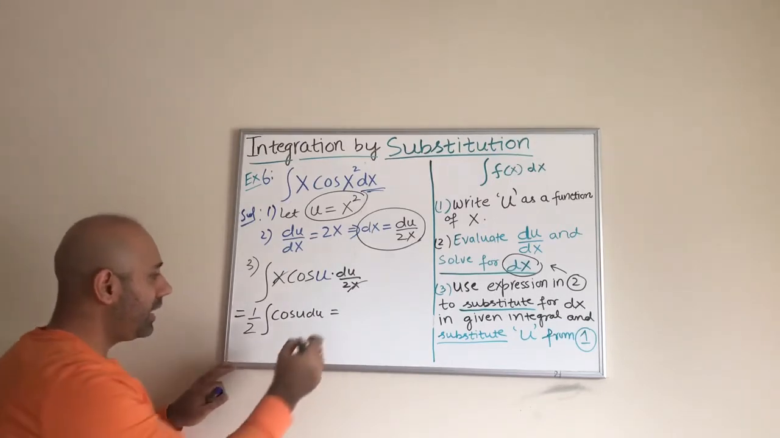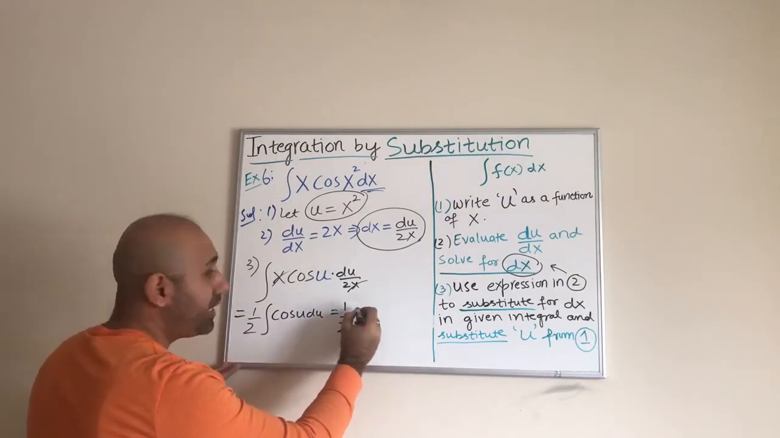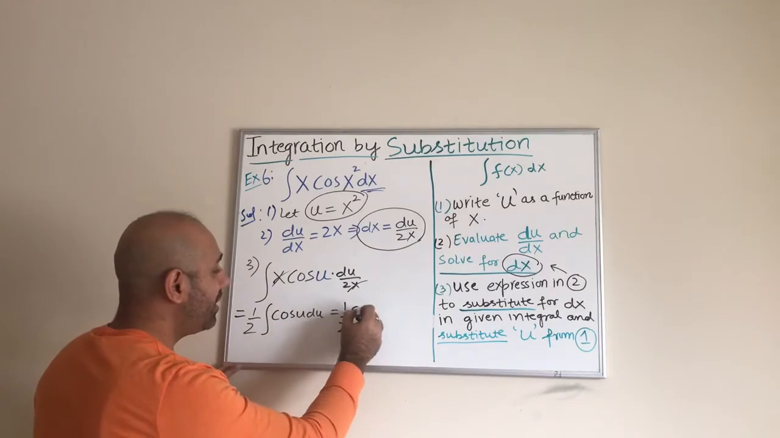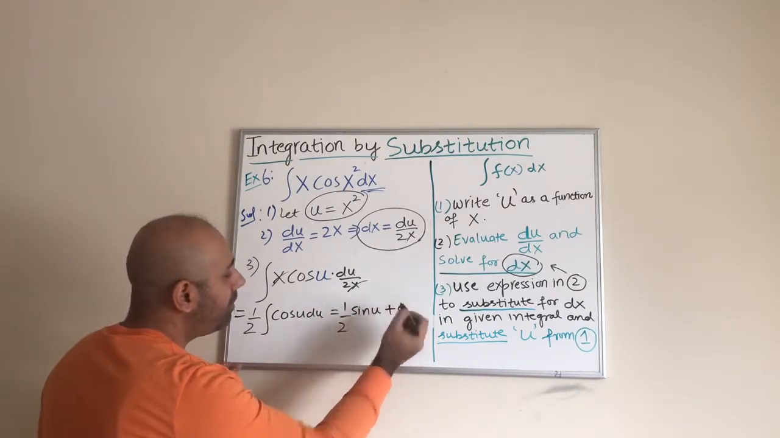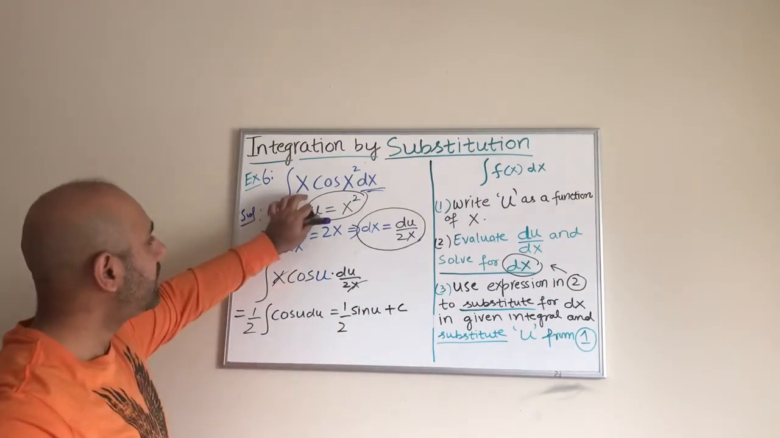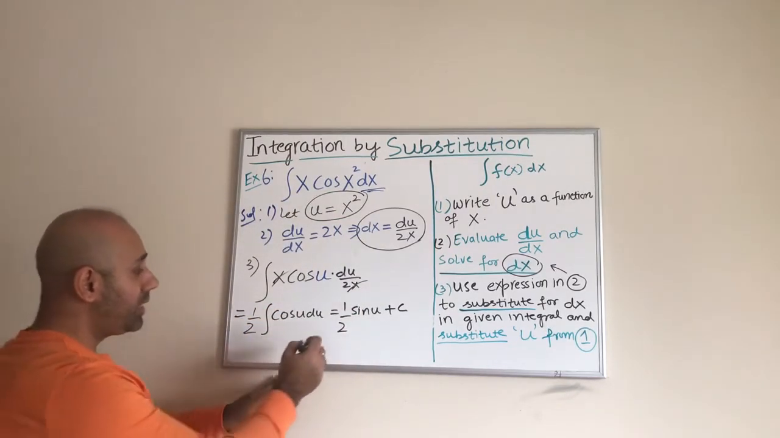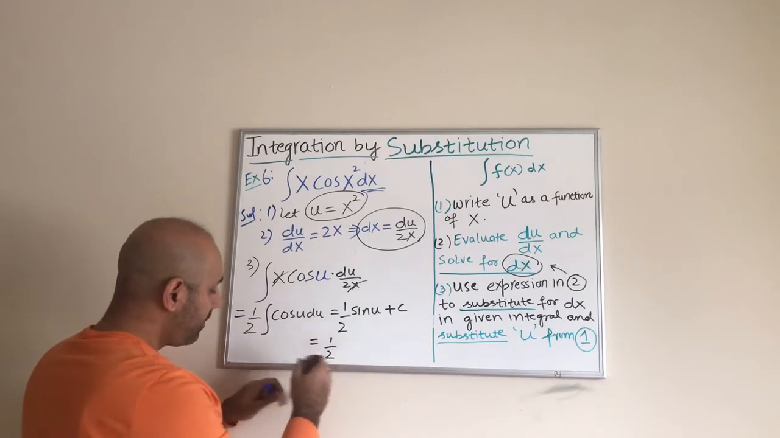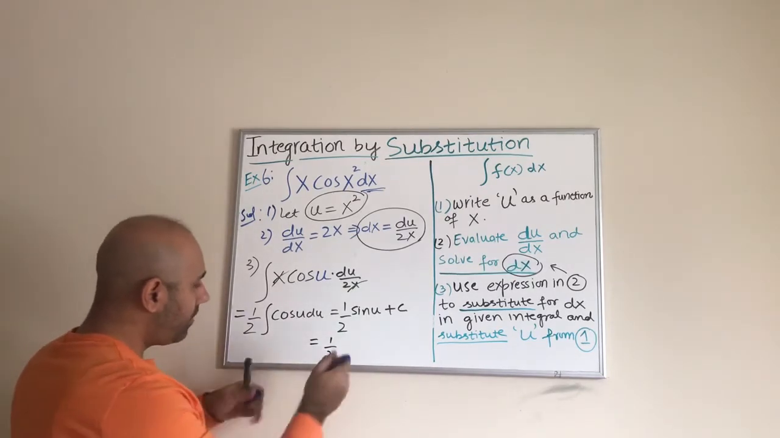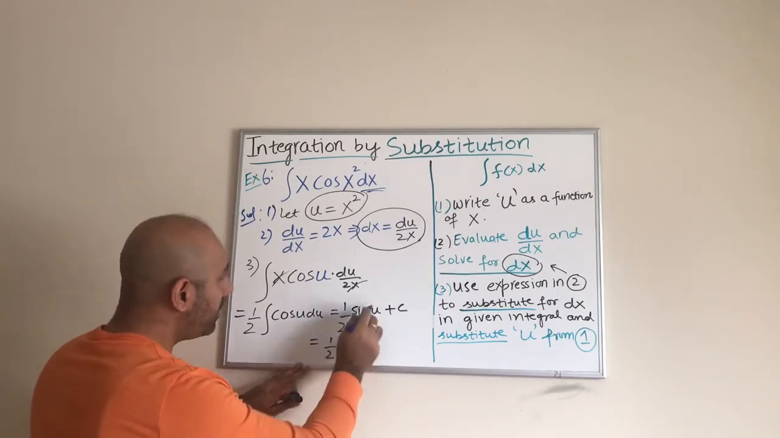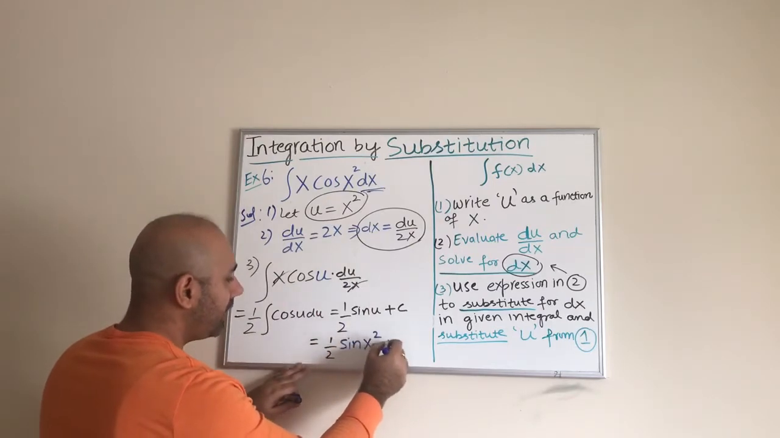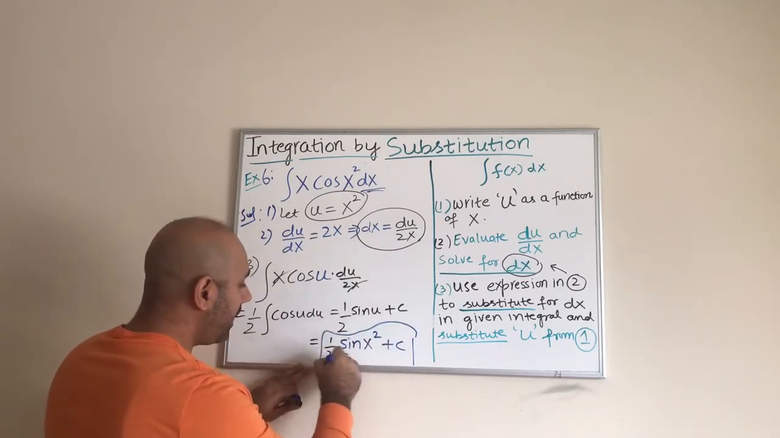So the integral is going to be 1/2, and then the integral of cosine we know is the sine. And of course, there is a plus c, but keep in mind the original function is in terms of x, so the final answer should also be in terms of x. So it's going to look like 1/2 and then sine of, what do I have here? Sine of u, but u is my x squared. And then there's a plus c. So guys, this should be your final answer.